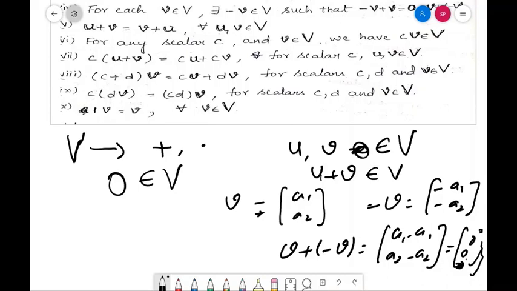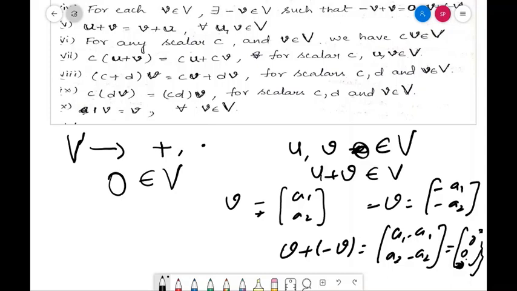For any scalar c and vector v belonging to V, we have c times v belonging to V. That means multiplying this vector v with a scalar, that is scalar multiplication, and we learned earlier that if you multiply a scalar and a vector, that will give you again a vector. So that itself is the sixth condition here. cv must be there again in the same set V.